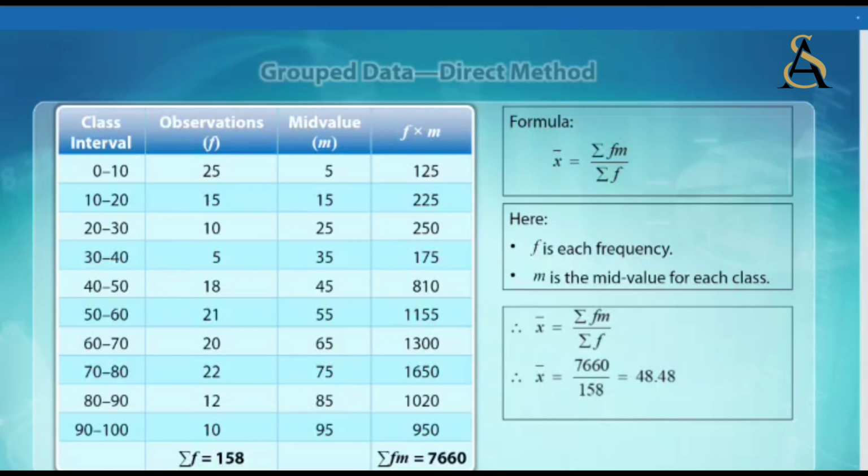And when we multiply the frequency and the mid value, we get fm. So the formula here says in the direct method, mean is equal to sigma fm by sigma f, where f is each frequency, m is the mid value for each class. We total the values of fm together. Like in this case, we have got 7660. We also add all the frequencies together and we get sigma f. In this case, it is 158. We put these values in the given formula and derive the mean as 48.48.